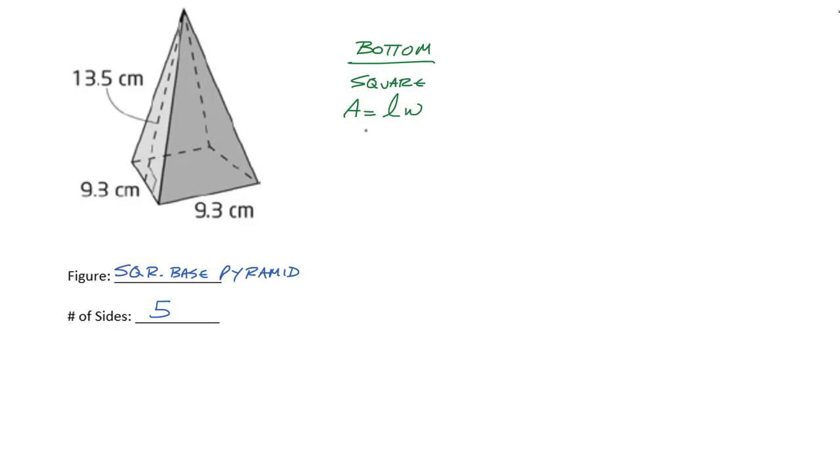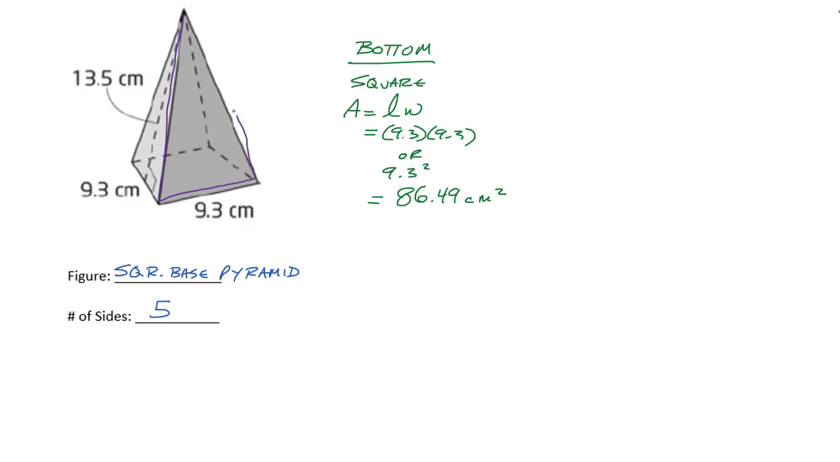I always just write length times width, but length times length. 9.3 times 9.3, or you could just say 9.3 squared, because that's what you get when you do that. Either way, let's punch that in our calculator and see what we get here. When I punch that in my calculator, I get 86.49. Let's keep those decimals for now. We'll round it at the end. Centimeters squared. Now, what about the sides? Think about it. What are the sides? They are triangles.